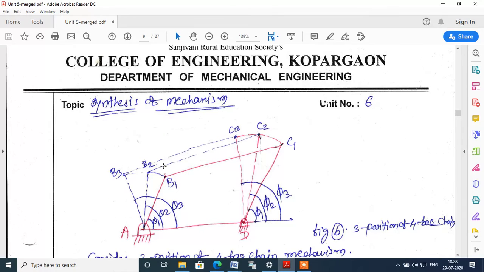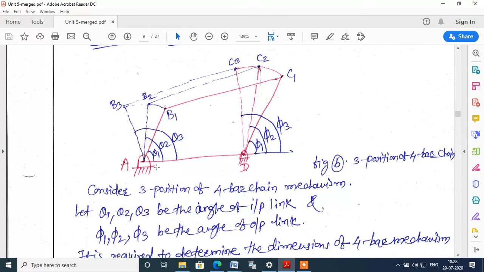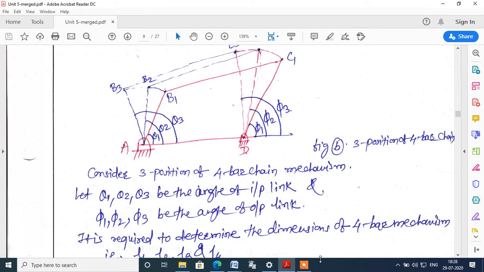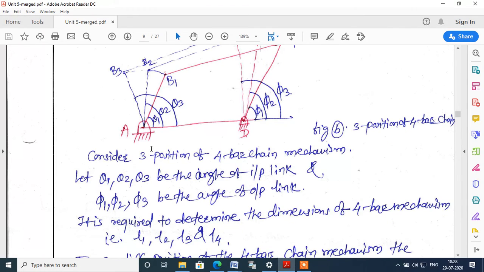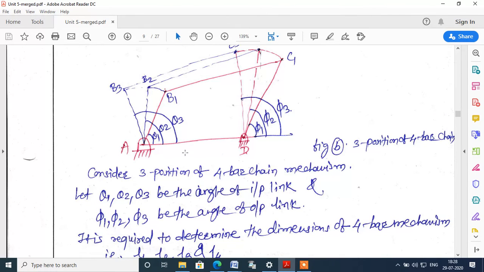generally a 4-bar mechanism. So here let us say this is the 4-bar mechanism A B1 C1 D. So theta 1, theta 2, theta 3 we have shown here, phi 1, phi 2, phi 3. So these are three position synthesis of the 4-bar mechanism. So here, let theta 1, theta 2 and theta 3 be the angles of the input link, and phi 1, phi 2, phi 3 the angles of the output link.